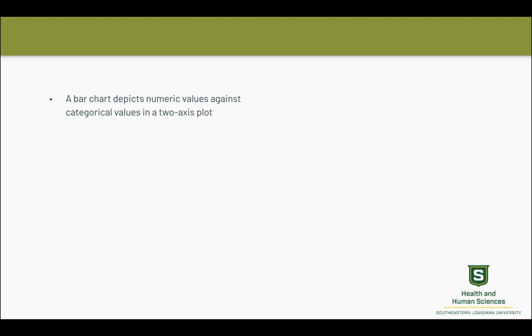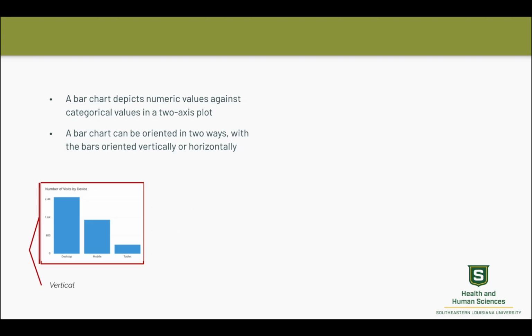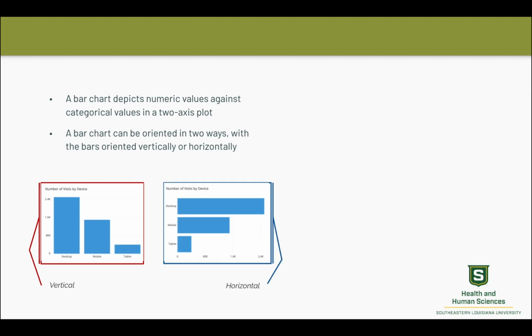What can you use a bar chart to do? What a bar chart does a really good job of is depicting numerical values against categorical values, and it does that on two axes, the x-axis and the y-axis, as a plot. The bar chart can be orientated in two ways: either vertical or horizontal. This is an example of a vertical bar chart, and this is an example of a horizontal bar chart.